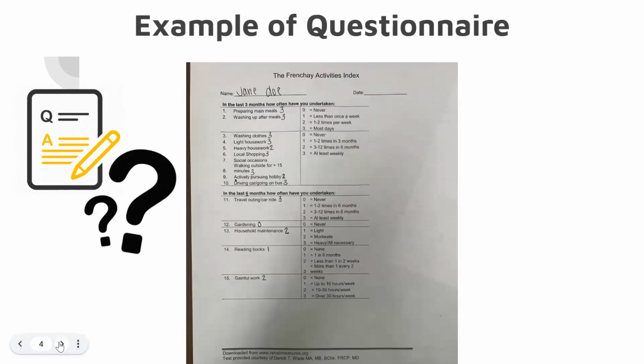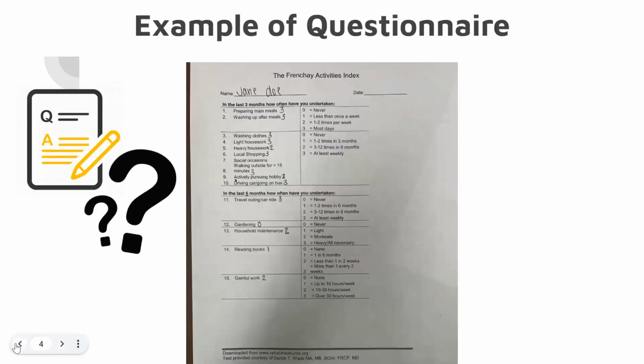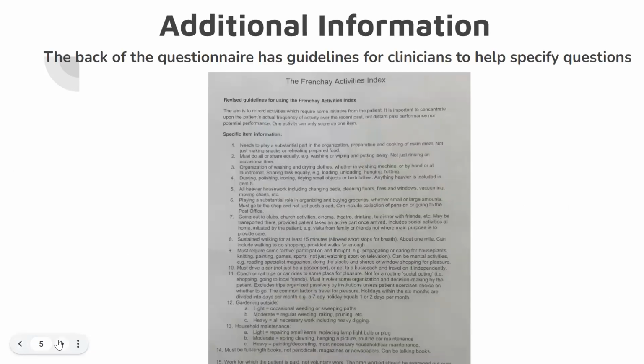This is an example of the questionnaire filled out by client Jane Doe, who writes her numerical answers next to the questions. On the back of the sheet is an explanation to help the clinician specify questions if the client has any question. So for example, going back to number 1, preparing main meals, if you flip to the back, it reads that you need a substantial part in the organization, preparation, and cooking of the main meal, not just heating things in the microwave or reheating prepared food. So this helps improve the specificness of the questions.